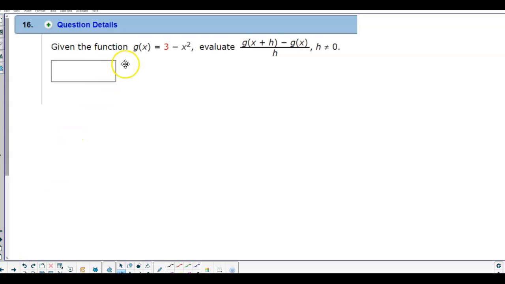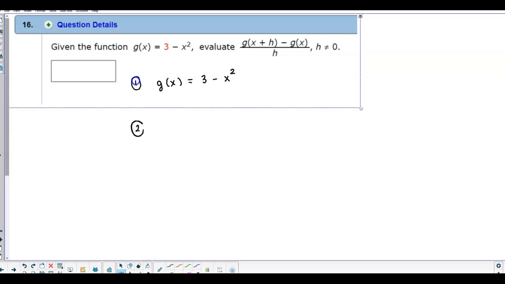Question number 16, we're given the function g of x, which is equal to 3 minus x squared. And we want to evaluate g of x plus h minus g of x, over h. Okay, so in this question, they're telling us that the function g of x is equal to 3 minus x squared.